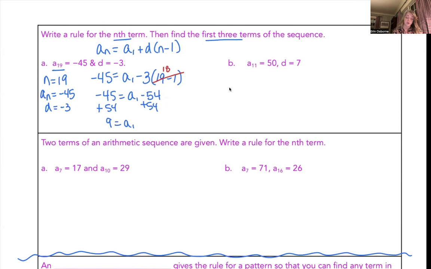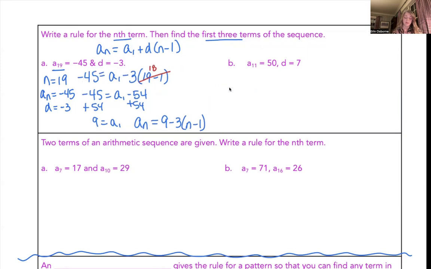I haven't written the rule yet, so I still have to go a sub n equals 9 minus 3 times n minus 1. And I was supposed to write the first 3 numbers of the sequence. I already have a sub 1 is 9, but I want to practice writing it in expanded form, which looks like the sequence with commas in the middle.